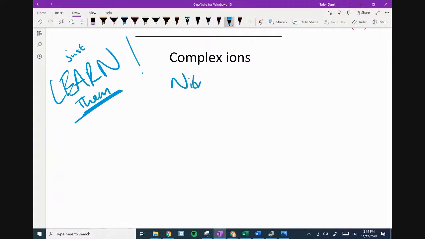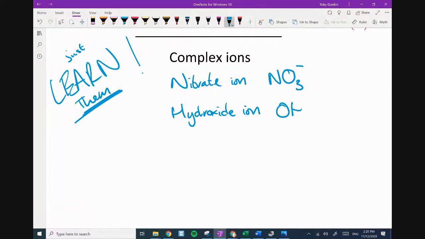Nitrate. The nitrate ion is NO3 1-. Just got to know that, folks. The hydroxide ion. Hydroxide ion, OH 1-. Carbonate. Carbonate ion, CO3 2-.